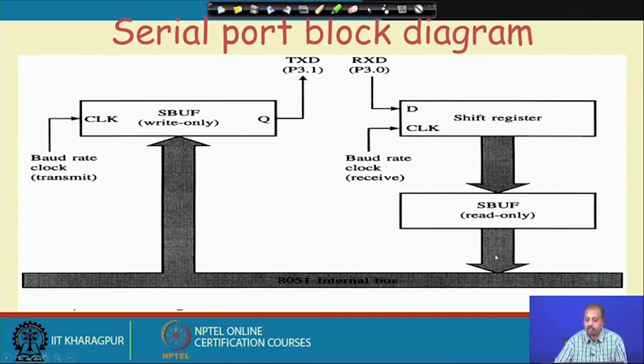So, you can read the content and get it into the accumulator. We have to set the baud rate for transmission and the baud rate for receiving. These baud rates are to be set for ensuring proper communication through the serial port.